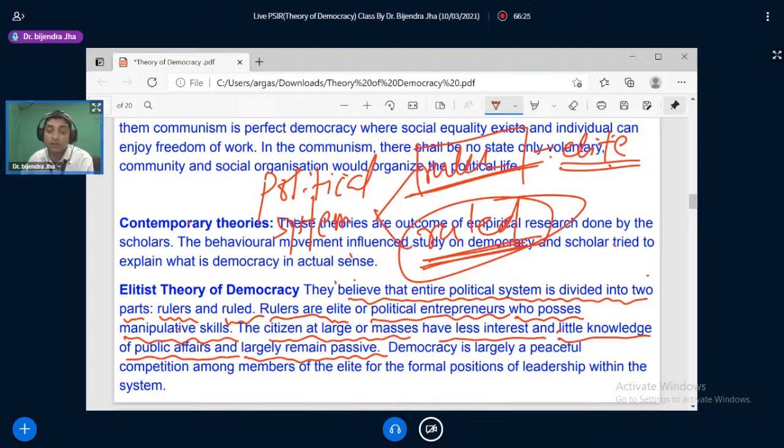So they believe that the political system is divided into two classes: one is ruled and the other is ruler, right. So the ruler has basic skills, right. They have manipulative skills, they are political entrepreneurs, right. They are basically elite, right. And they govern, right, they govern. But there is the other part of the society which is ruled, the masses, the citizens at large, right. They are passive towards the political system.